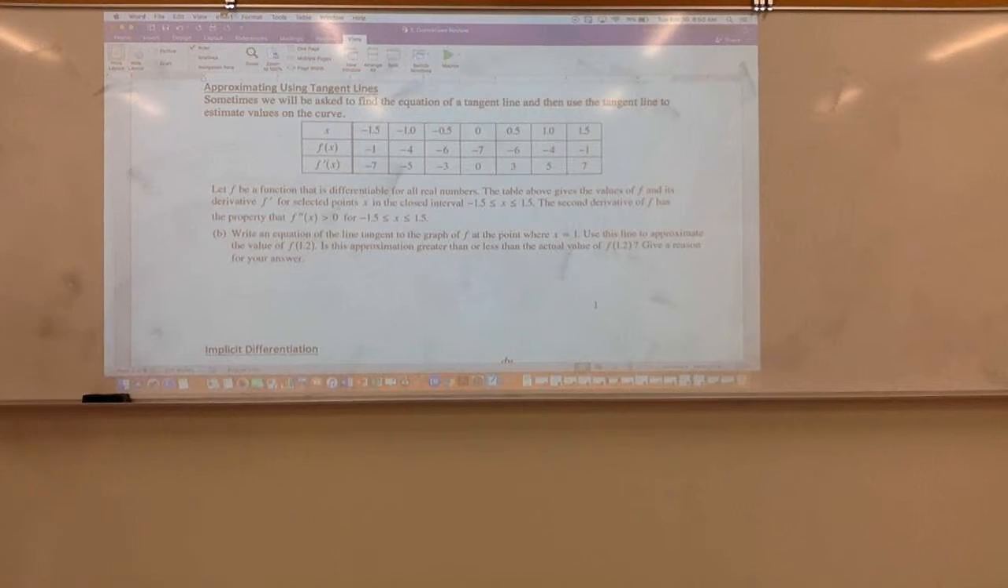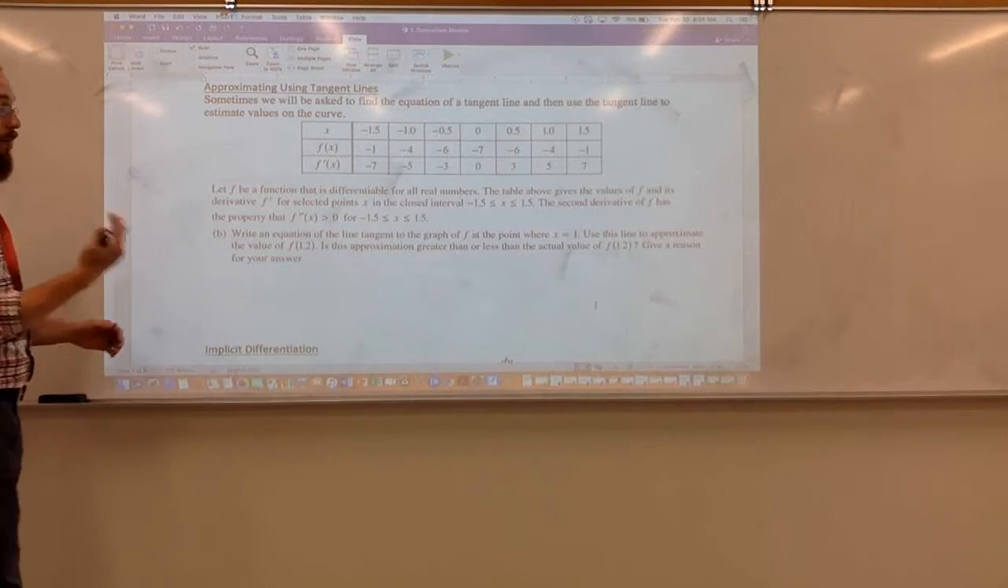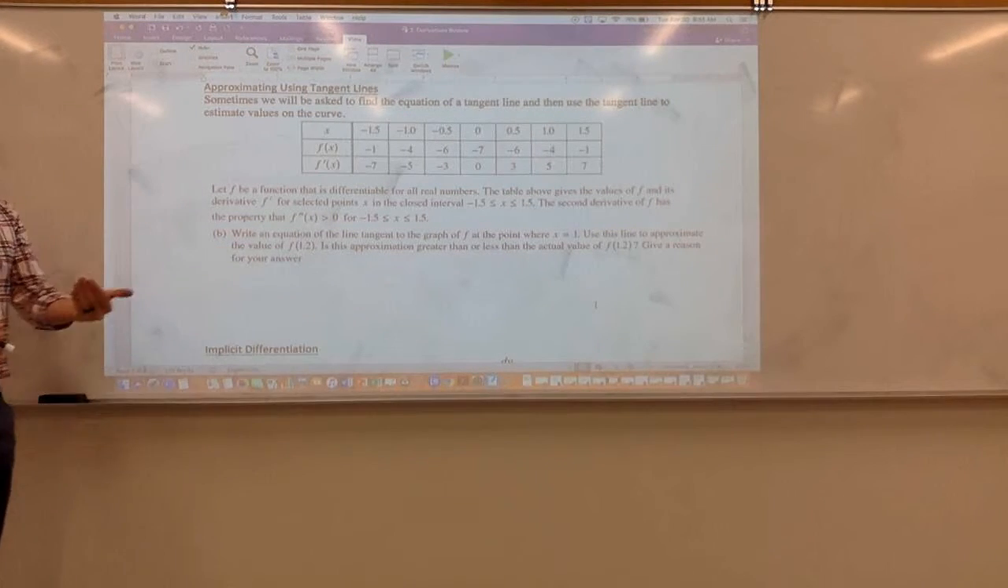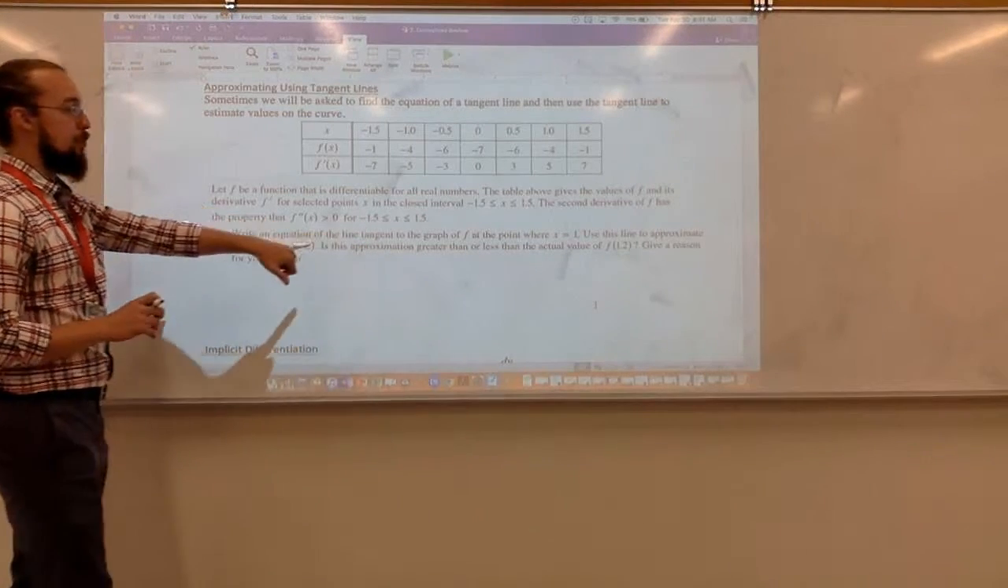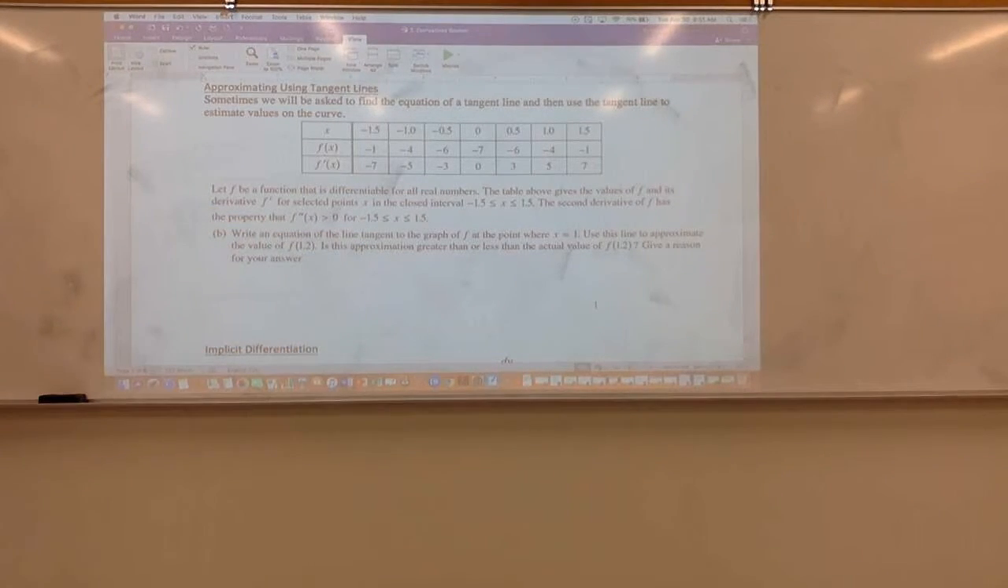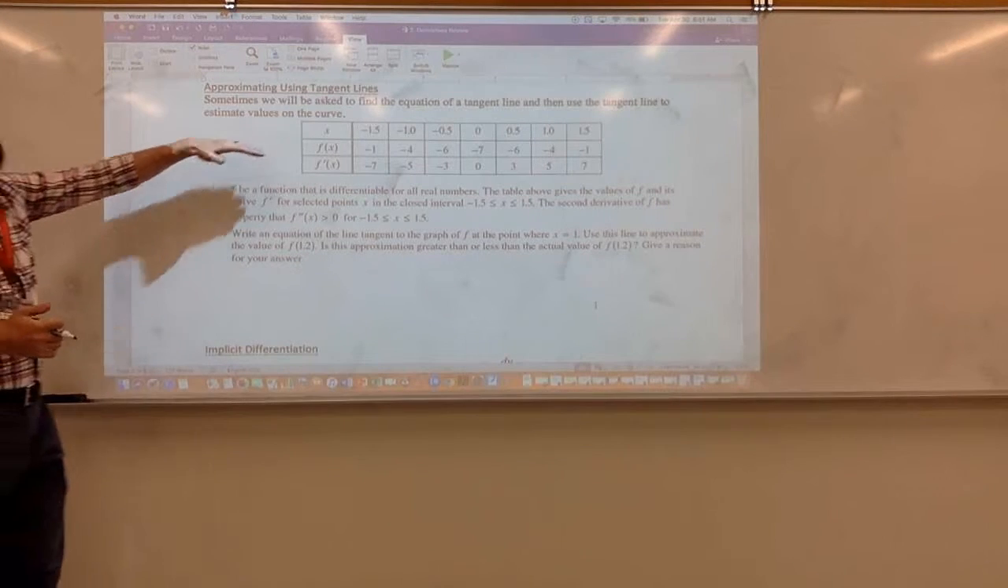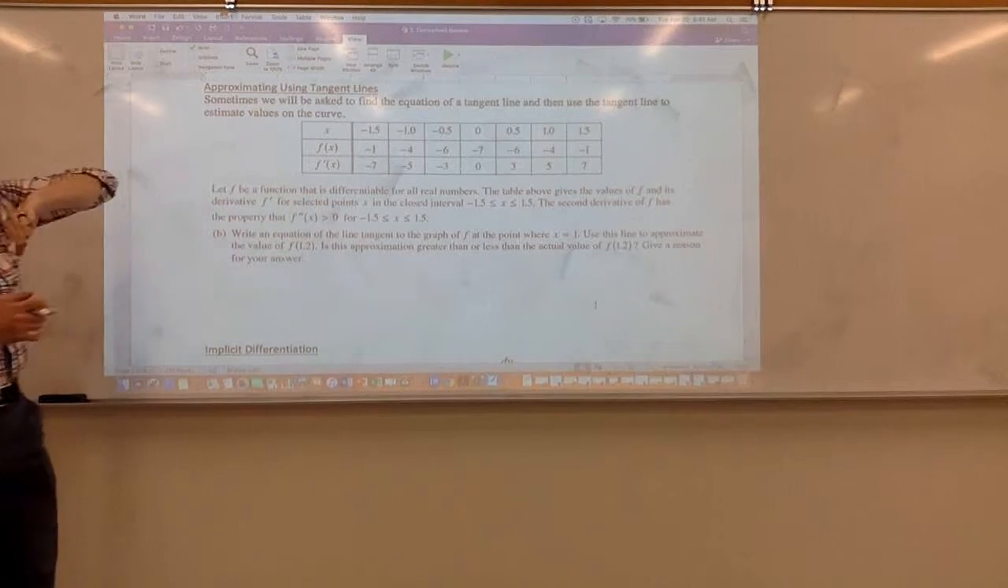Right, so this is just writing the equation of a tangent line one step further. It's saying, write the equation of the tangent line at this point, and then use that tangent line to approximate the actual value of the curve at some point close to where we wrote that tangent line. So here, we want to write the equation of the line tangent to the graph at the point where x equals 1. And in this table, we're given values of the original function and of the derivative.